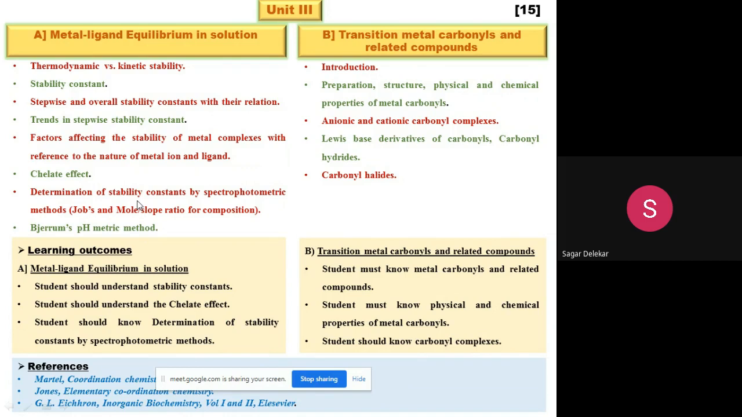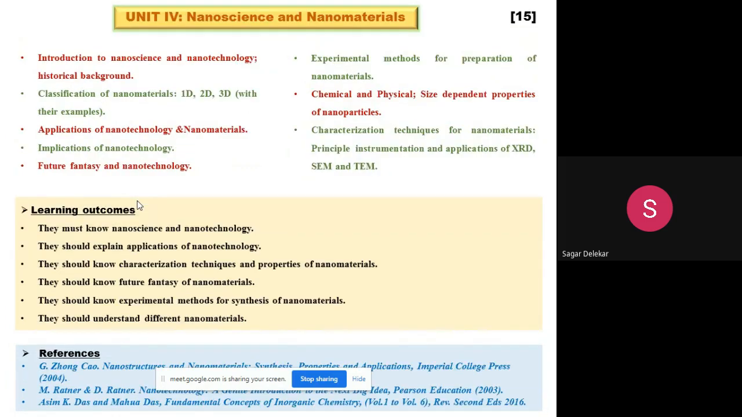What else? Next is unit number 4. I already told you this is a very important topic, especially because students may be interested in research after completing the MSc. For these students, this topic is very important. Under this topic, these are the points to be covered.